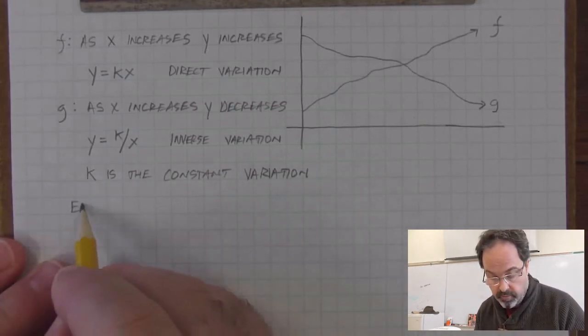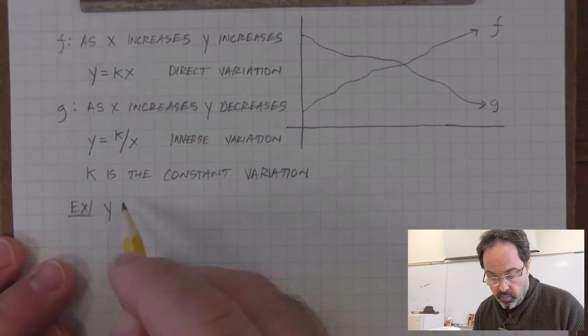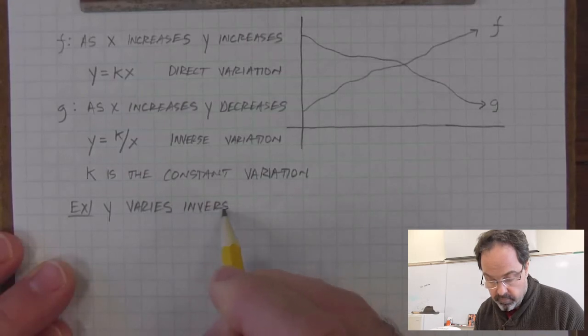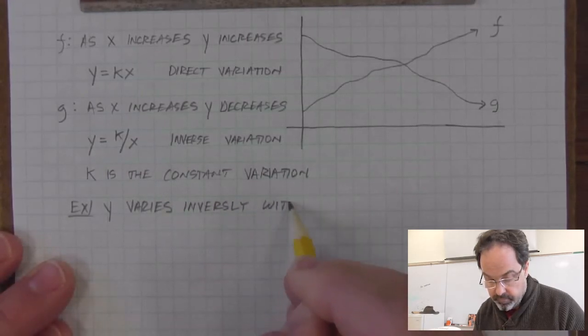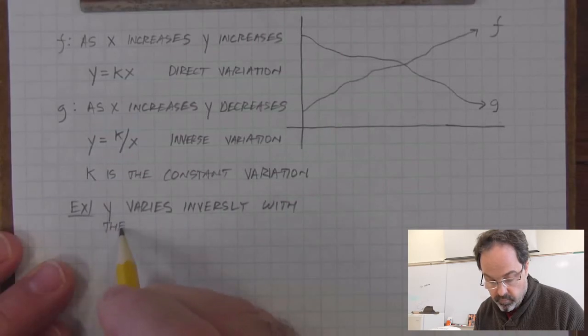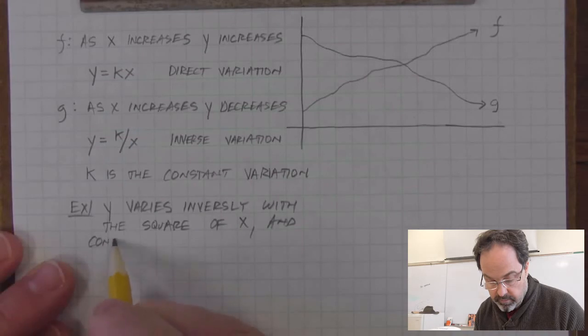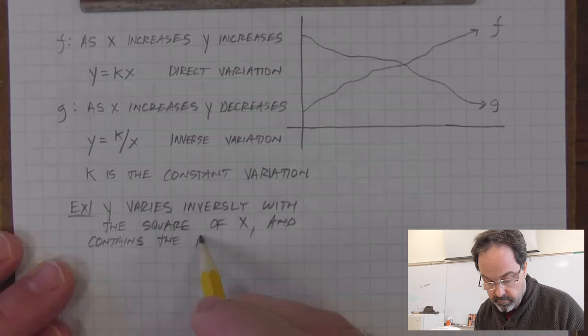For example, we could be told that y varies inversely with the square of x, and contains the point (3, 1).